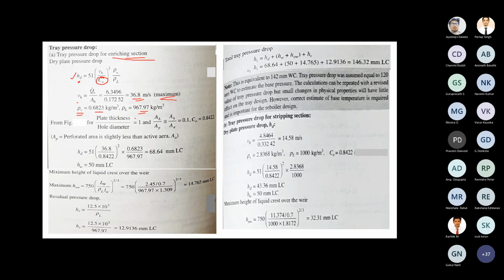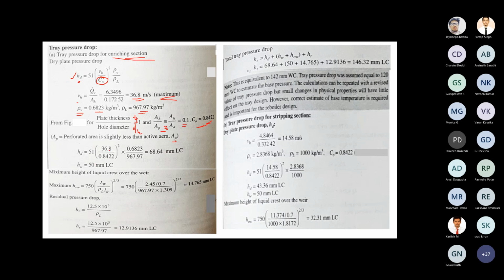So here you have TP by DH, hole diameter DH, TP by DH equal to 1, and AH by AP, hole area to perforated area or active area, you can say both are equal almost, 0.1. So C0 you have to calculate. Normally this perforated area is slightly less than active area, but we will assume they are approximately equal. So AD is HD you have to calculate. C0 coefficient, orifice coefficient, that is 0.84.